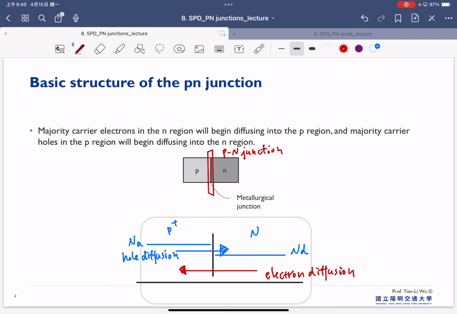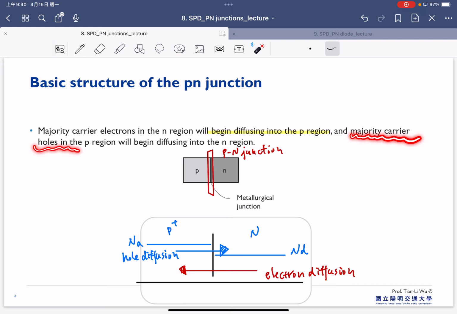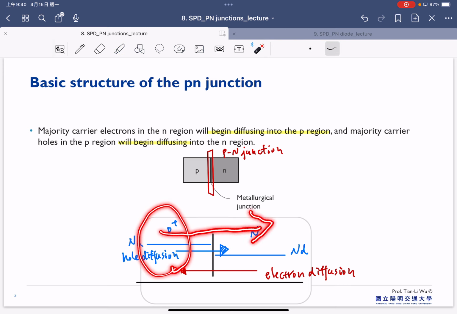So once we try to put two pieces of material that have different concentrations together, the first transport that can happen is definitely diffusion. As mentioned in the text here, majority carrier electrons in the N region will begin to diffuse into the P region. So the majority carrier here is the electron, and it will begin to diffuse to the left. At the same time, majority carrier holes in the P region will begin to diffuse into the N region, right? So the holes here will also prefer to diffuse to the right.